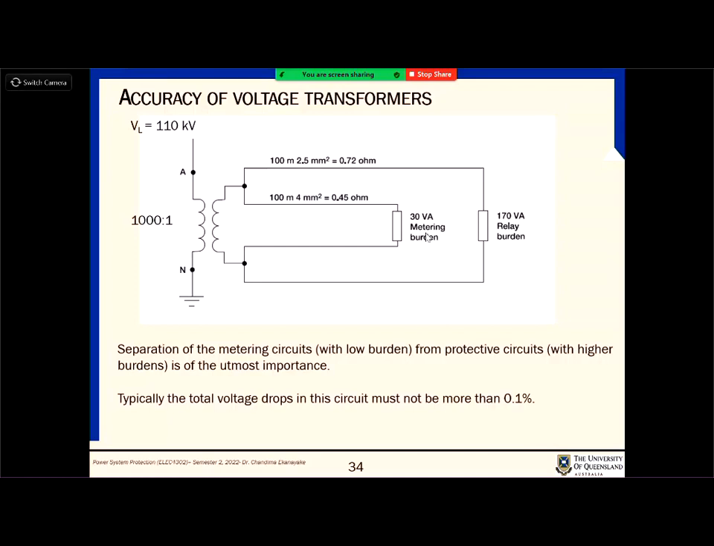So in reality, usually for this sort of setup, total voltage drop here should be less than 0.1%. That is a general requirement. It shouldn't be more than 0.1%. So if it is, let's say, more than 0.1%, then you need to change the type of wires or you need to change the relay burden to improve the connection times.